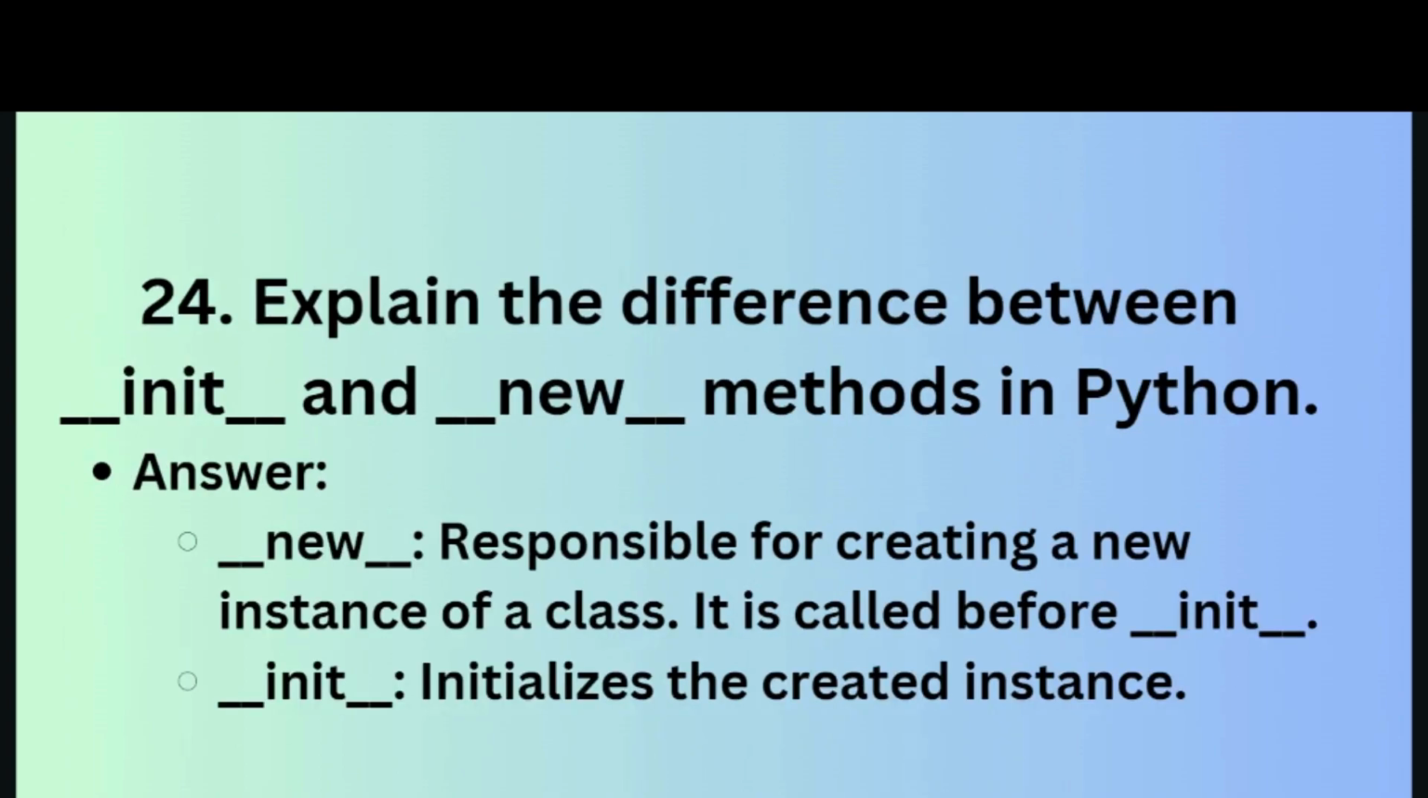Explain the differences between the init constructor and the new constructor method. These two are magic methods actually, so we should know why we are using them. The new constructor is responsible for creating a new instance of a class, and it is called before the init method. The init constructor's main purpose is to initialize the created instance.